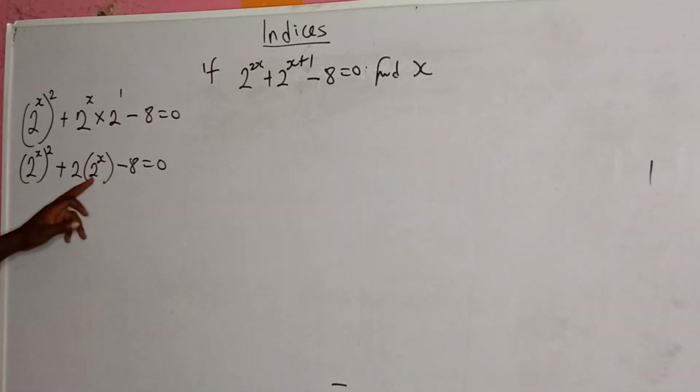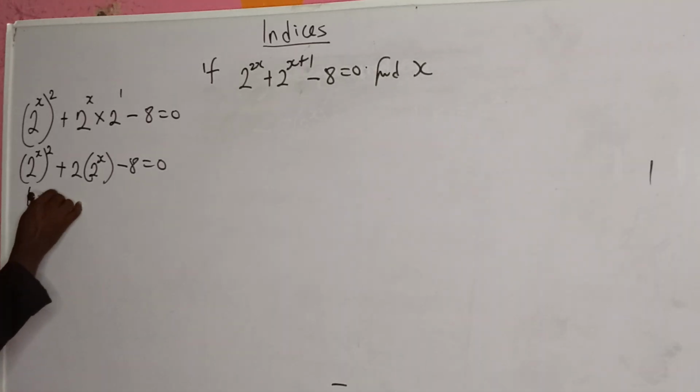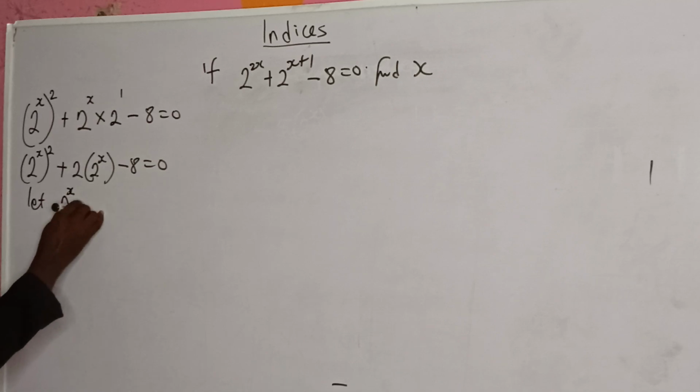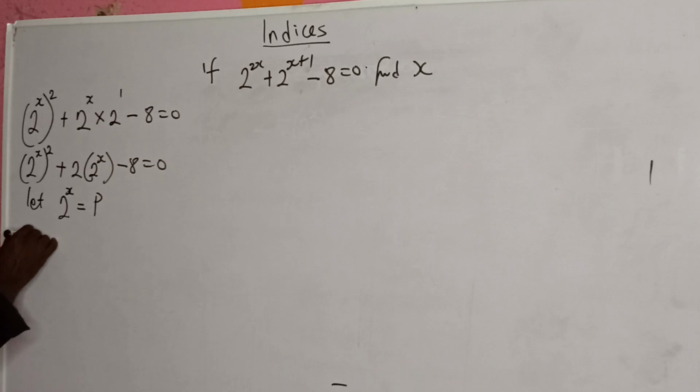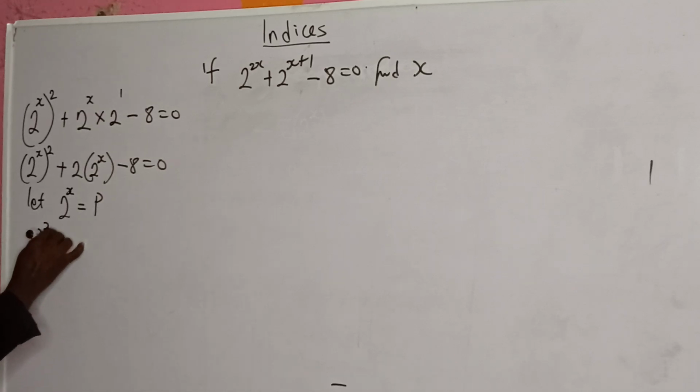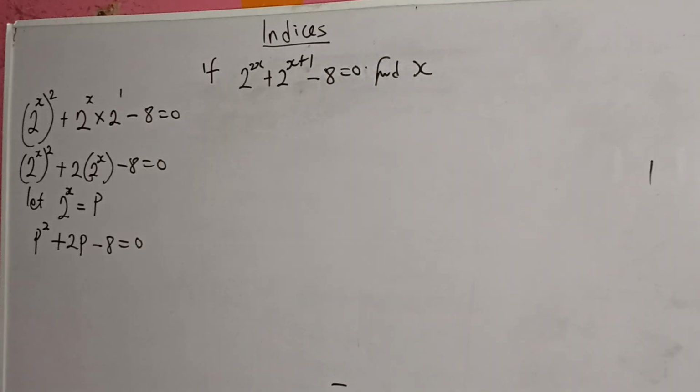Since they have the same number now, 2 power x and 2 power x, you can use any alphabet of your choice and replace it. So we can say let 2 power x be equals to p. What it means is that whenever we see 2 power x, we replace it with p. So that will give us p square plus 2p minus 8 equals 0. So we'll go by factorization.